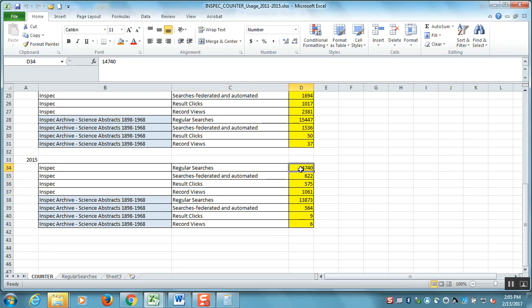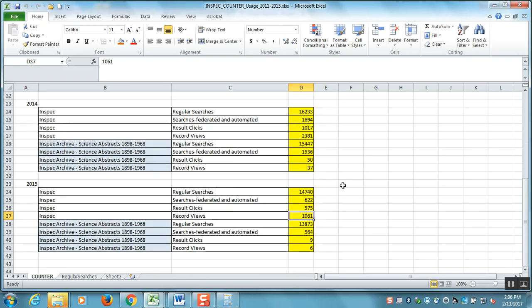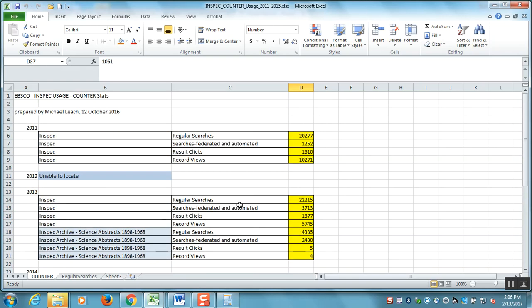Searches is important. We could do a cost per search, and we could also do the more important record views. So if someone did a search, they actually stop and look at an individual record. Both of those can be used. And this is just a historical component here.